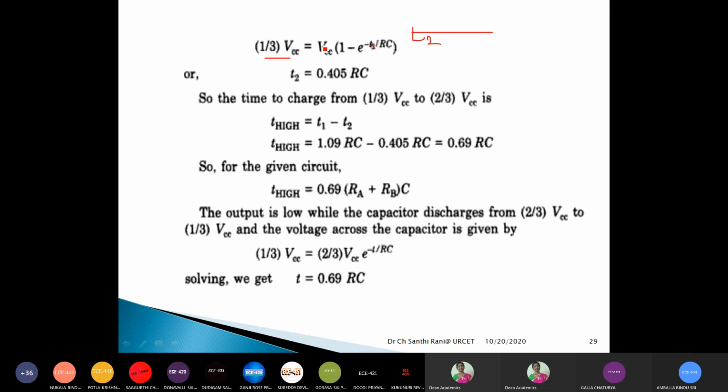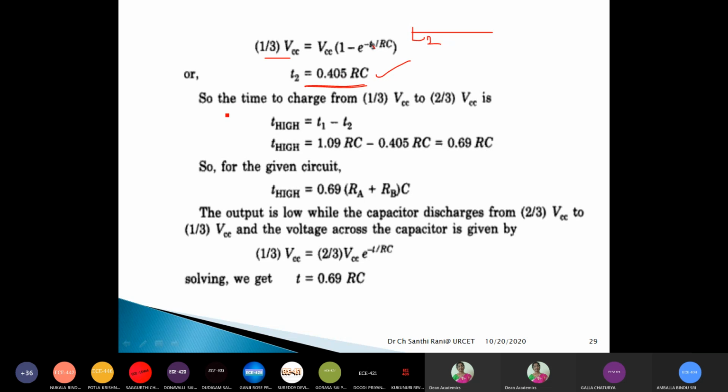So 1/3 VCC is equal to VCC into 1 minus e power minus T2 by RC. And again, when you rearrange, you will get T2 is equal to 0.405 times RC. I think this type of calculation we have done for monostable, and similarly we are doing it now. So I can move forward without verifying your calculations. Am I correct? Shall I move forward? T2 is equal to 0.405 RC. Yes, ma'am. Very good.